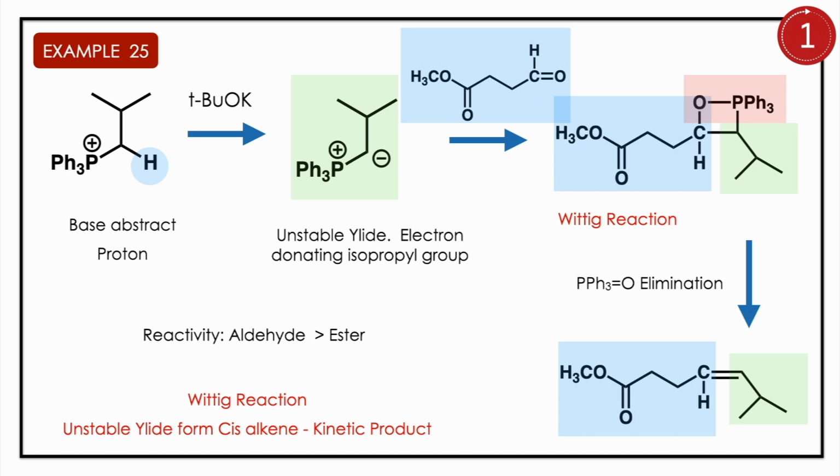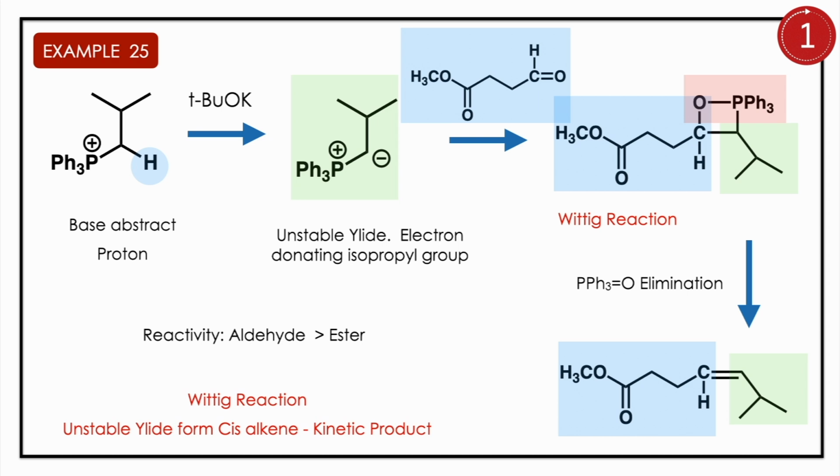Here ylide formation is the crucial step. The first step will be abstraction of a proton. The proton is acidic because it is near the cation, so it is abstracted to form the ylide. The ylide is an unstable ylide because it is near an electron donating group, and it attacks the carbonyl.